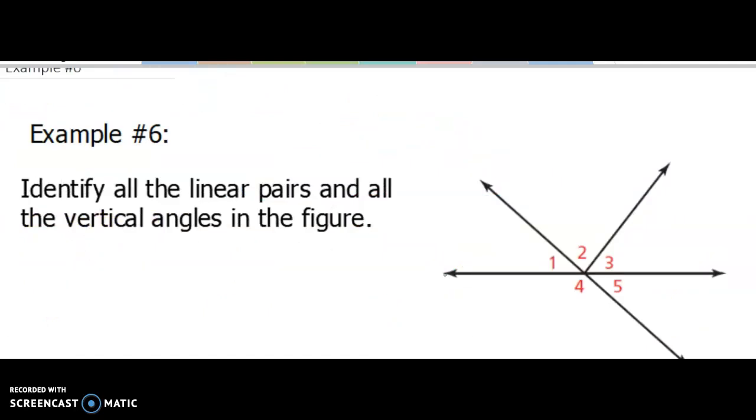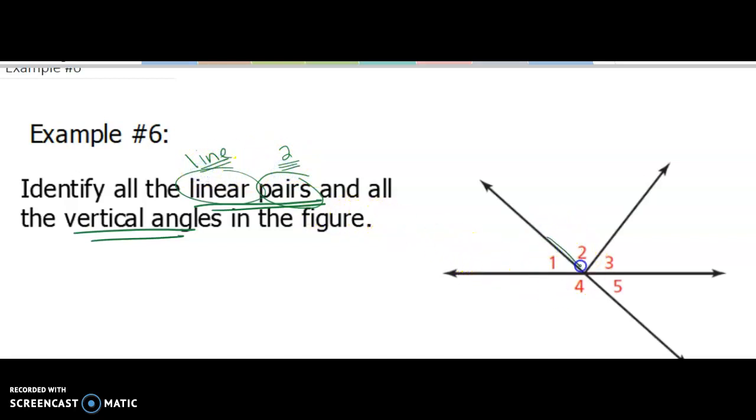All right, let's look at example 6. It says, identify all linear pairs and all vertical angles. Okay, so in order to do this, you need to figure out what's a linear pair and what's a vertical angle. All right, so linear pairs, keyword here, well, I guess both are keywords. Pairs means two, linear means line. So what two angles, when put together, form a line?